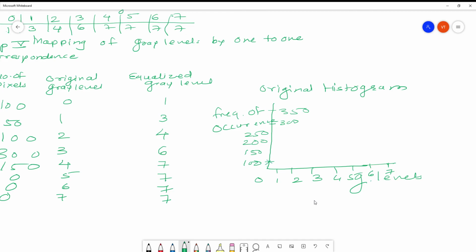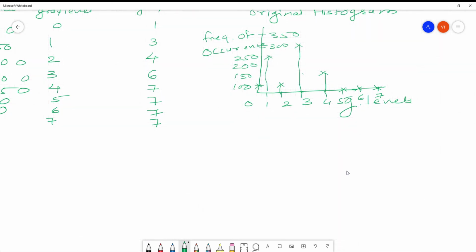So first 0, for 0 how much it was? 100, right? For 1 it was how much? For 1 it was 250. So you can plot here 250. Similarly for 2 you had 100 in the original histogram. For 3 it was 300. Then for 4 it was 150. For 5, 6, 7 it was 0, right? So this was the original histogram. Okay. After this you will plot the equalized histogram.